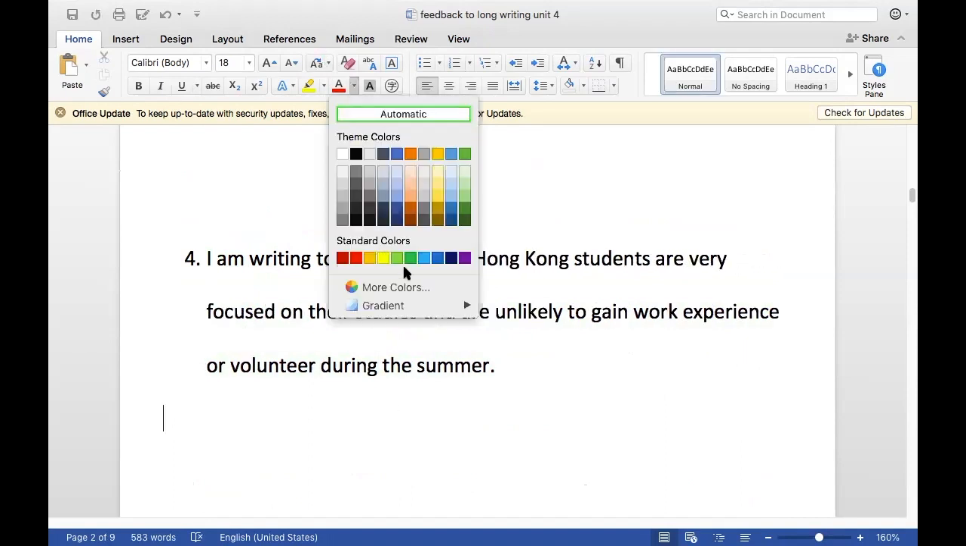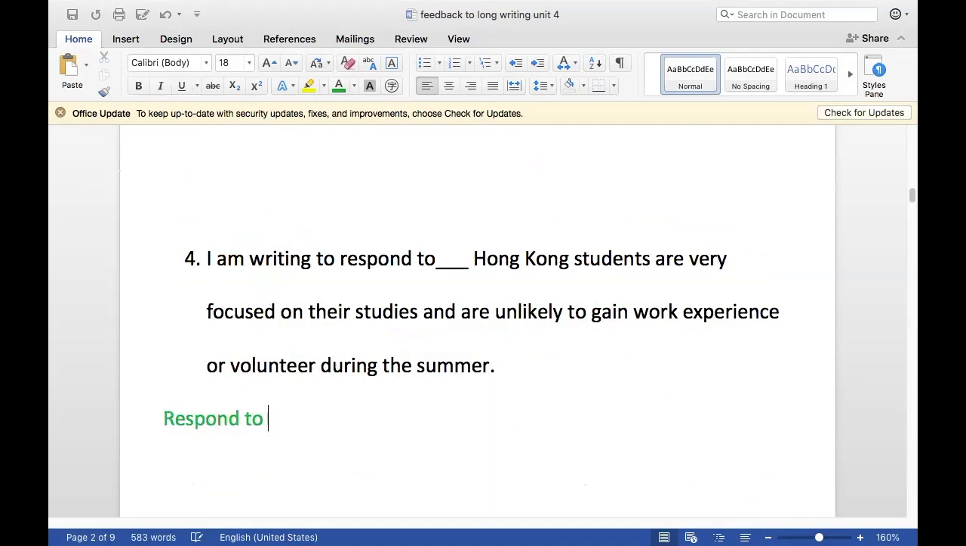After respond, we say "respond to something," okay? After respond, we say something. That is a noun, right? That means it can also be a gerund. A gerund means a verb in ing form, okay? 一個動名詞啦，動名詞 gerund, ing, okay? Like eating, singing, dancing. These are gerunds.